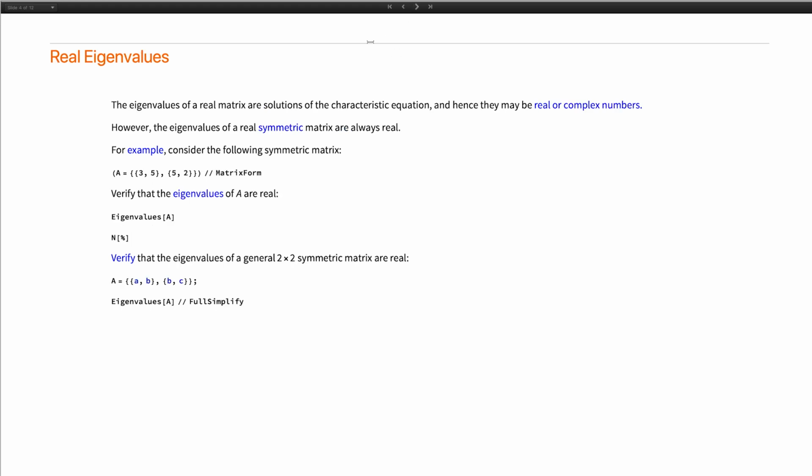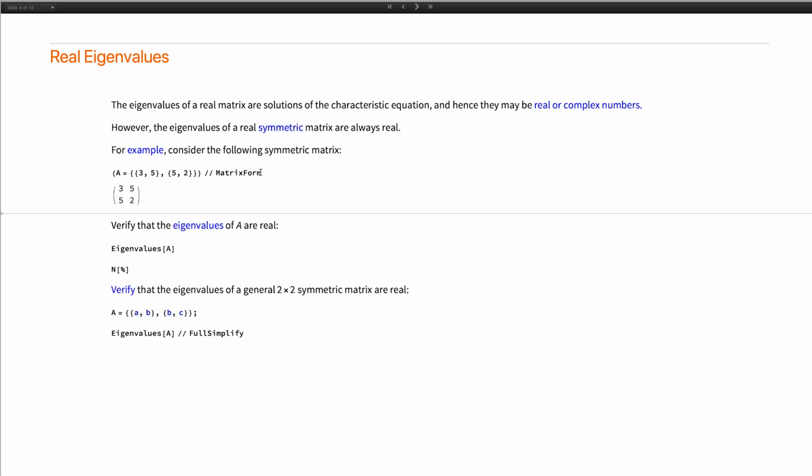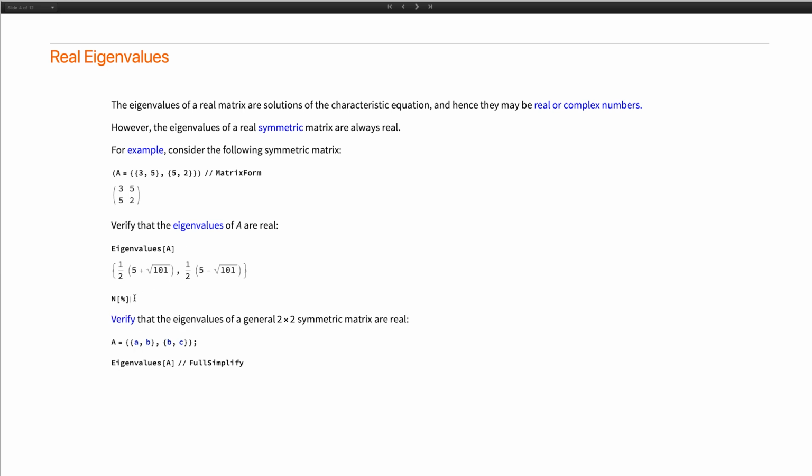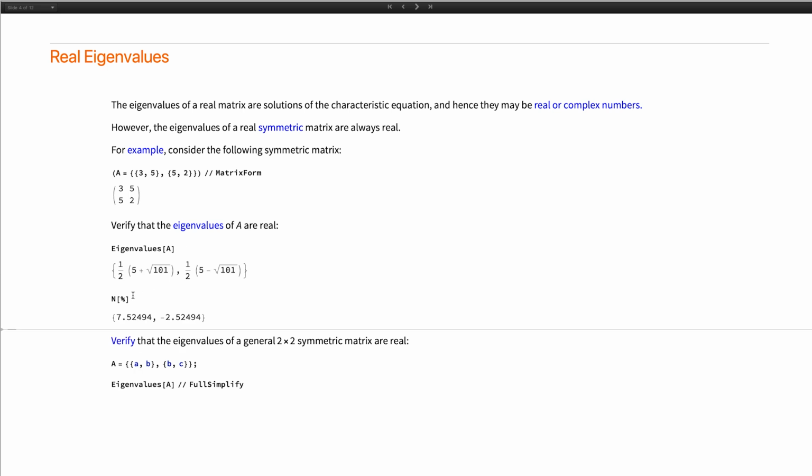Now, the nice thing about these matrices is that if we take an arbitrary real matrix, then the eigenvalues may either be real or complex numbers. After all, they are solutions of the characteristic equation. But if you have a real symmetric matrix, then the eigenvalues are always real. So for example, here is a symmetric matrix, and you find the eigenvalues. Take the numerical value in each case, and you see that they are real numbers.